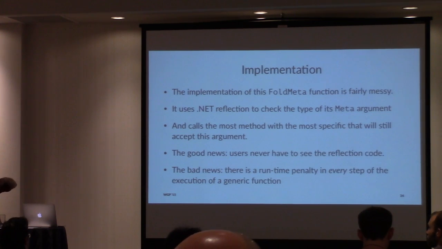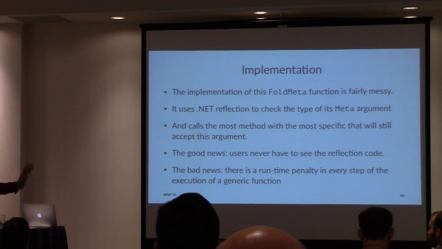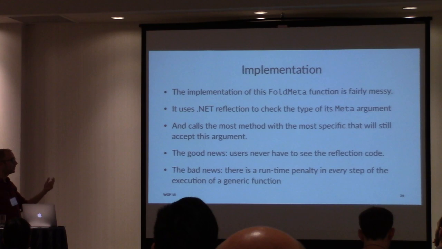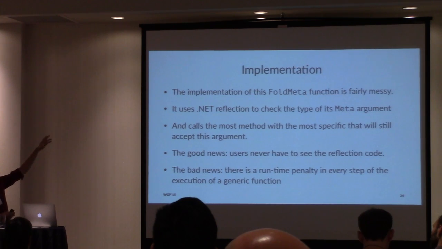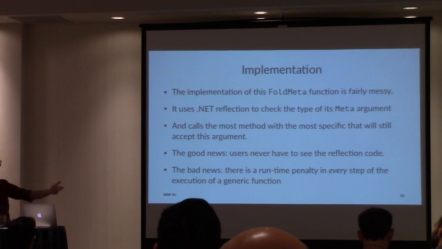So the good news here is that you never have to use reflection. We've managed to trick F# into accepting the kind of overloading behavior that we want. But the bad news is that there's a runtime penalty in every step of execution of a generic function, because every time we want to do another step of the execution, make a recursive call, we have to run our little ugly reflection hand-rolled overloading mechanism to figure out what kind of meta I got now, and what function I am going to pass this to? So that's bad news.